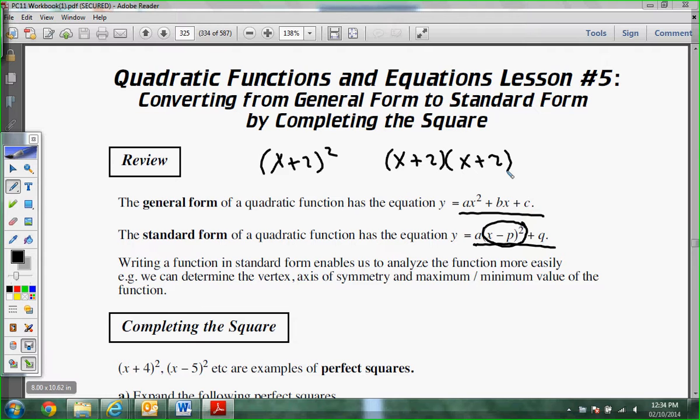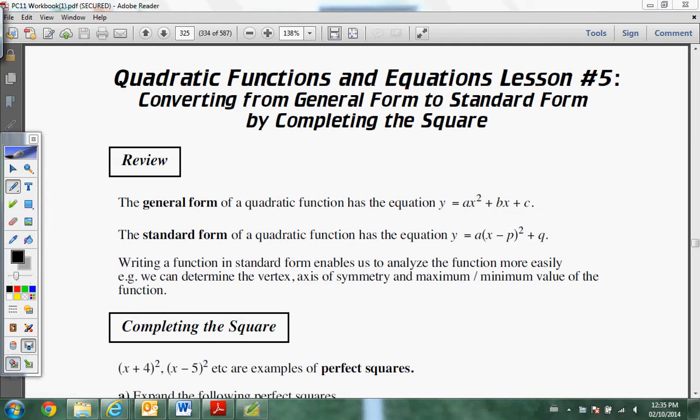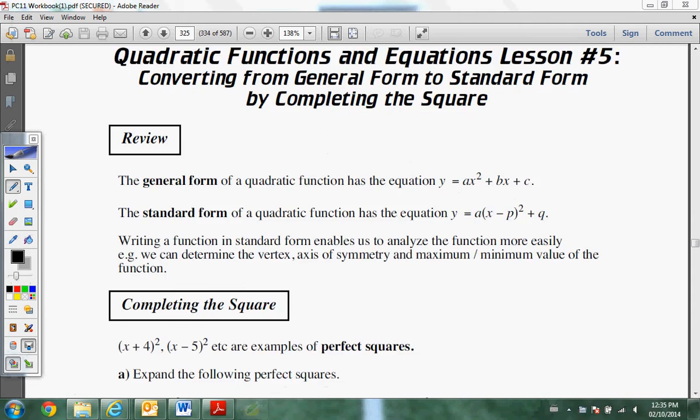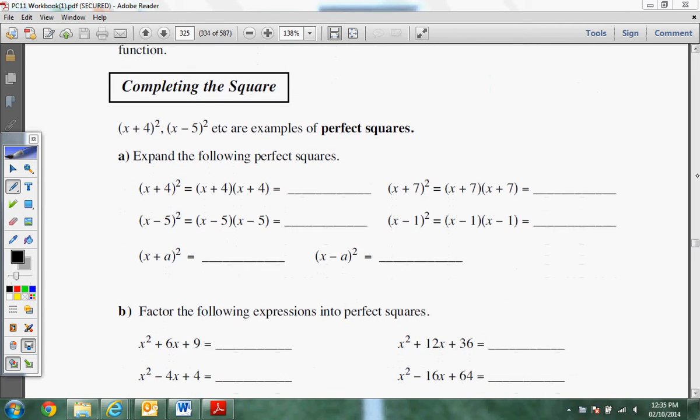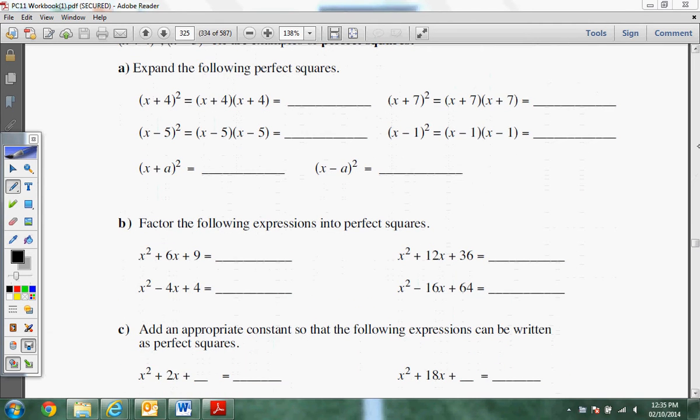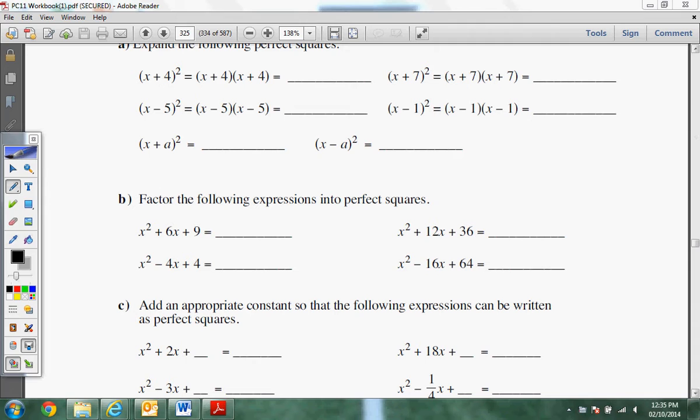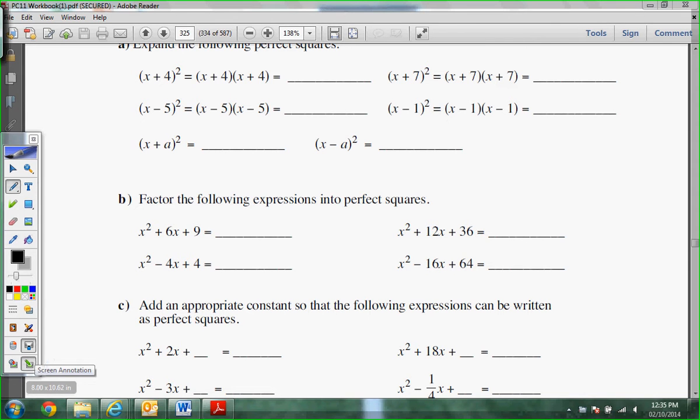All right, so let's go ahead and practice completing the square first. Those are examples. Expand the following perfect squares. So we have x squared, that's just for practice, 4x. 4x is 8x, 4 times 4, 16. We're going to develop the pattern. You're going to see it. Then we're going to have the x plus 7: x squared plus 14x plus 49.